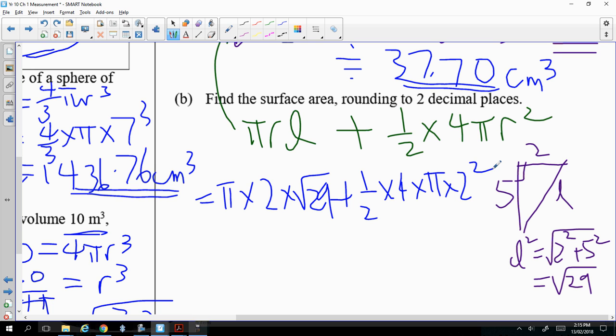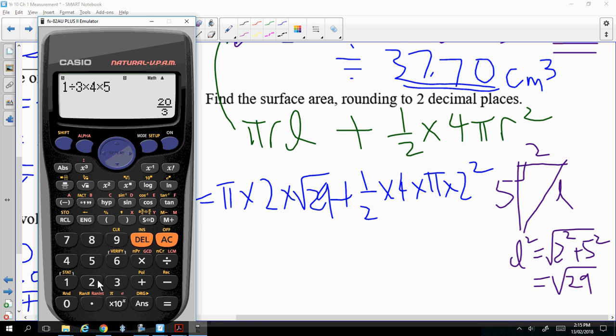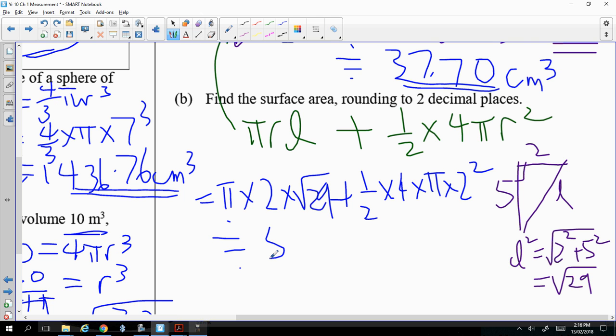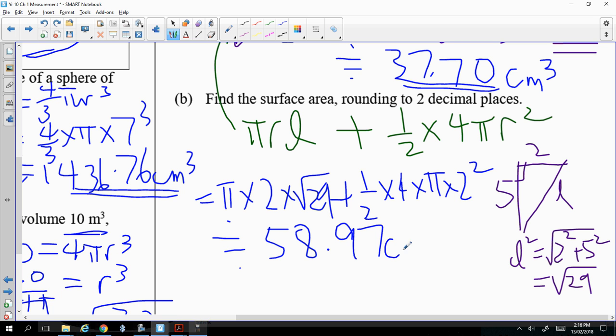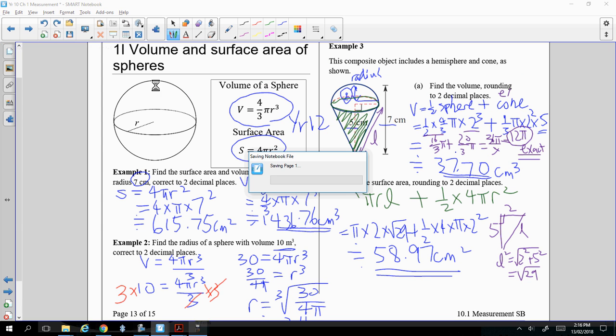This time you just do it on a calculator. So you press shift pi times 2 times root 29. That's the curved bit. Plus half times 4 times shift pi times 2 squared. That's the approximate surface area, correct to 2 decimal places. So it will be 97 square centimeters, because this is a surface area. Any questions? I will just leave it on for a few seconds.